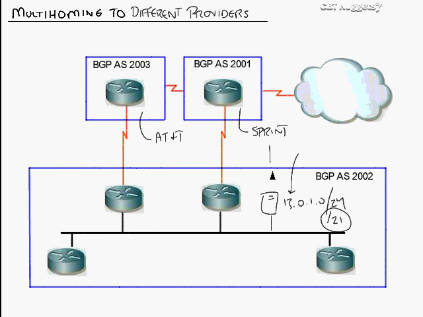Let's say Sprint gave us this 13 range, gave us 13.0.1.0. We now have to convince AT&T to advertise a Sprint range out of their network to the internet in order for this to be fully redundant. That way, if this link went down and we lost our connection to Sprint, AT&T would still pick up the slack and keep advertising that network to the rest of the internet, so people could be using AT&T to get into our network and reach our internal range.